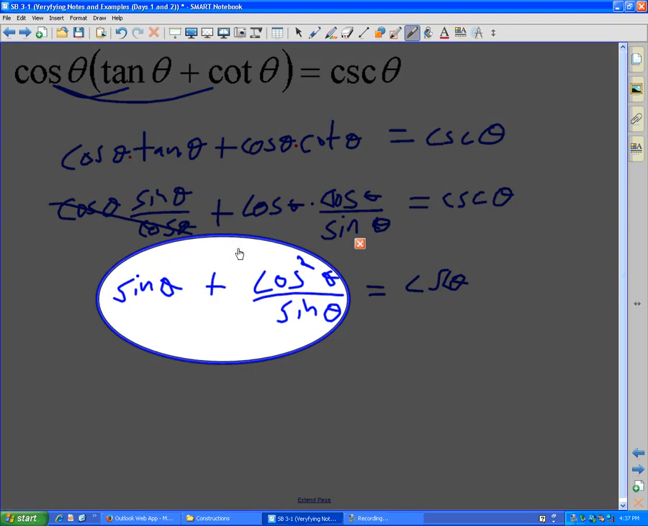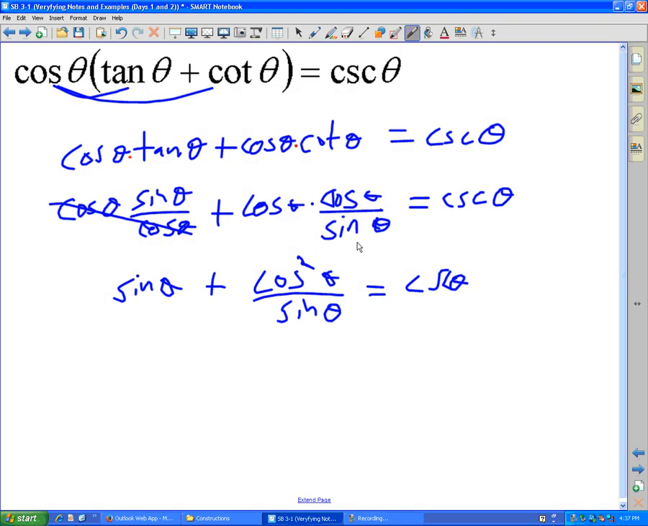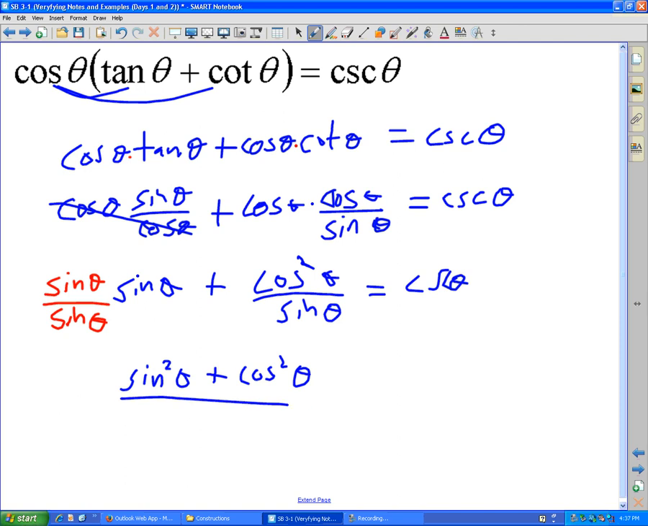I want to put these terms together, but I can't add them together unless I have a common denominator, which is just sine. So I'm going to go ahead and multiply this by sine over sine. Once again, showing my work so that we all understand where the new line is coming from, which is going to be sine squared plus cosine squared over sine. Okay, we now have our common denominator, and that's equal to, once again, cosecant theta.